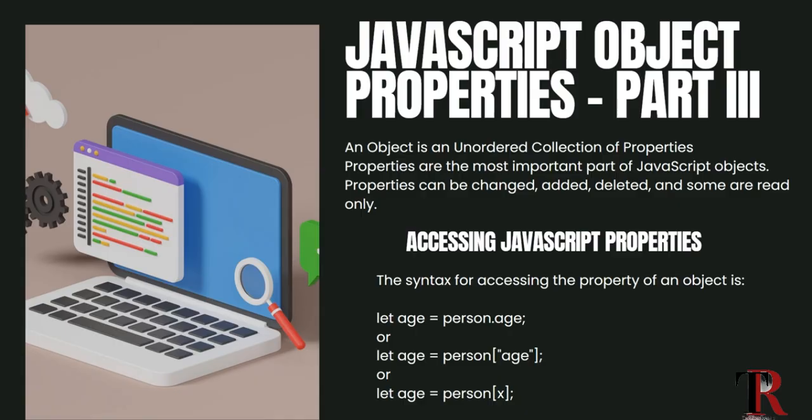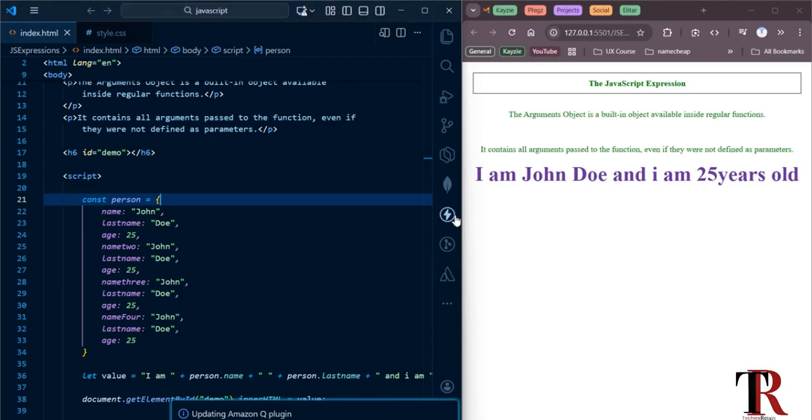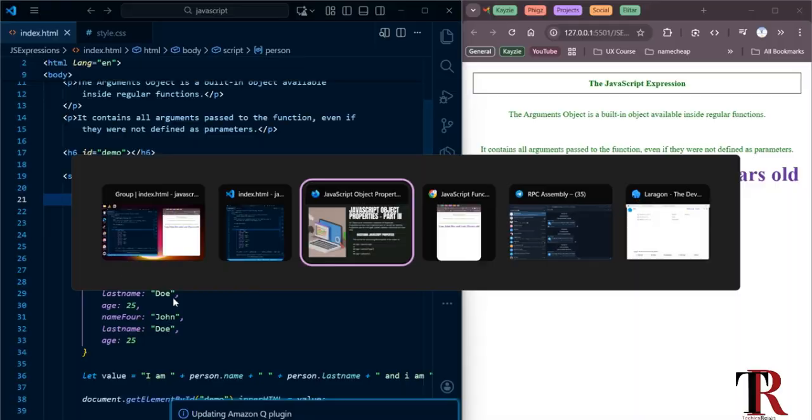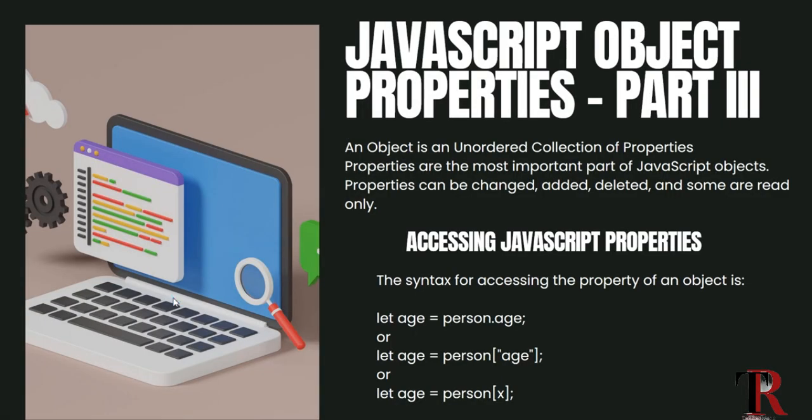An object is a collection of properties, and in the last lesson, if you look at an example that we used, let me see if the example is still here. Okay, so you can see that by declaring this person object, what you have inside is just a collection of properties: name, age, last name, eye color, height, and a lot of other things like that. So an object is just a collection of properties. Properties are the most important part of JavaScript objects. Properties can be changed, added, deleted, and some are read-only.